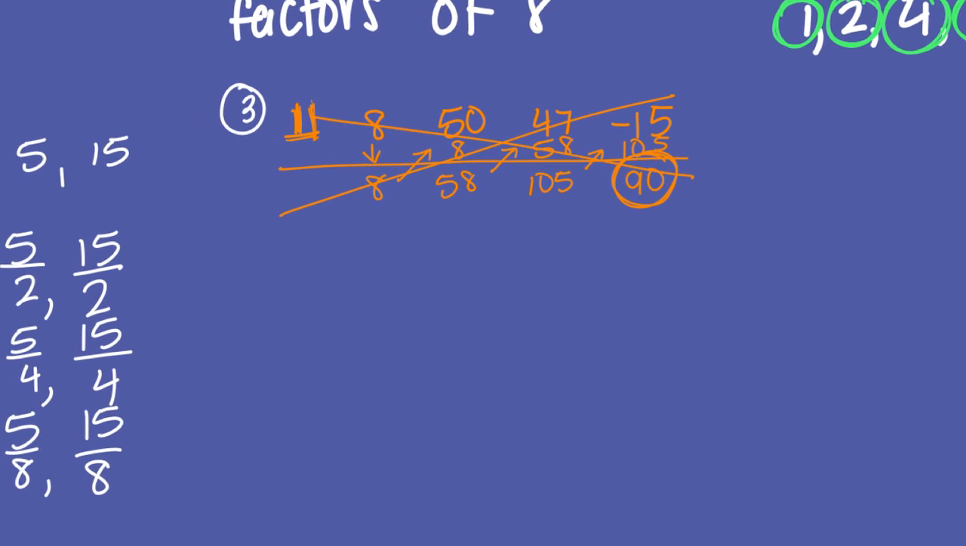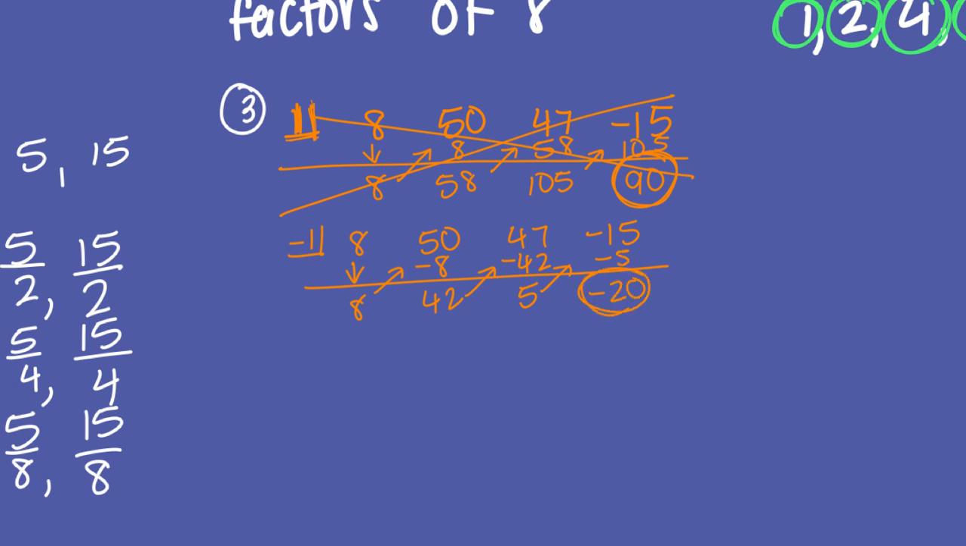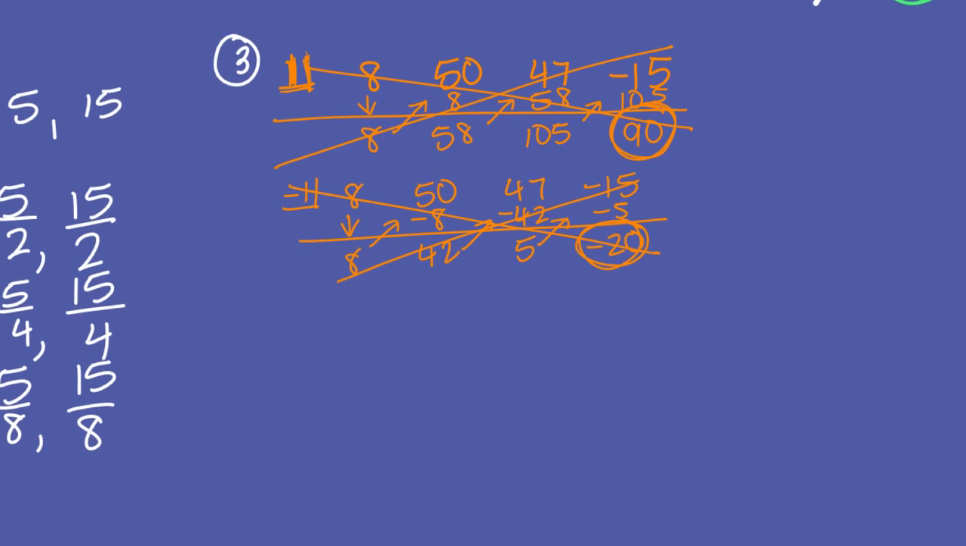Moving on to the next one. Negative 1. I'm using the same coefficients. I have 8. I have 50. I have 47. I have negative 15. Same thing, bringing my 8 down. I'm going to get negative 8, which gives me 42. I'm going to get negative 42, which gives me 5. And then negative 5, which gives me negative 20. Does this give me a remainder of 0? No. So negative 1 is not a possible factor.